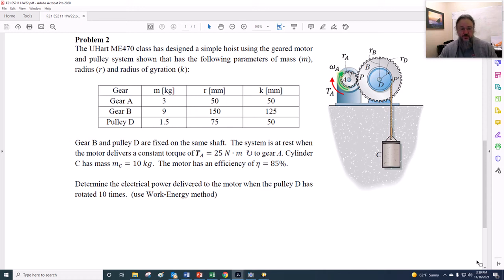Problem 2 from homework 22. And so we have a motor with some gears and a pulley. So we're going to just make the simple hoist.